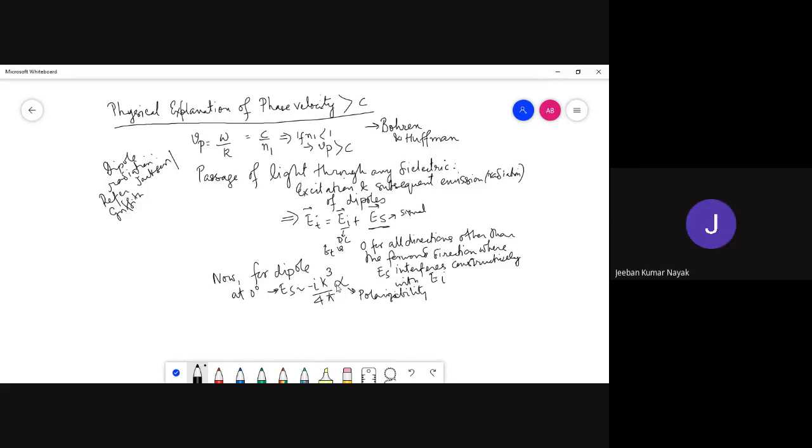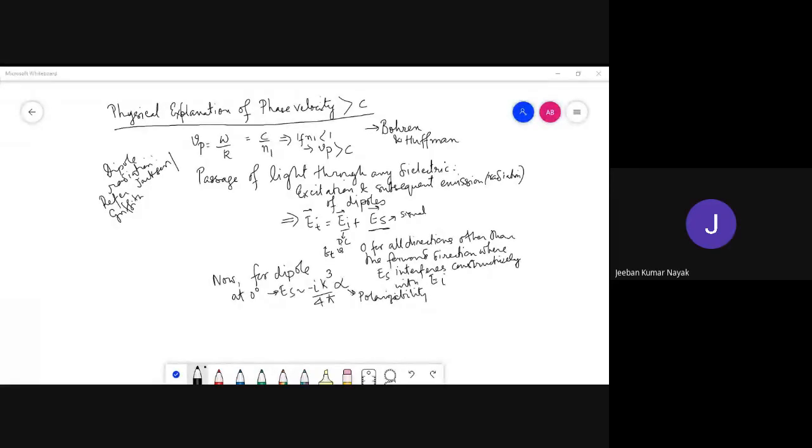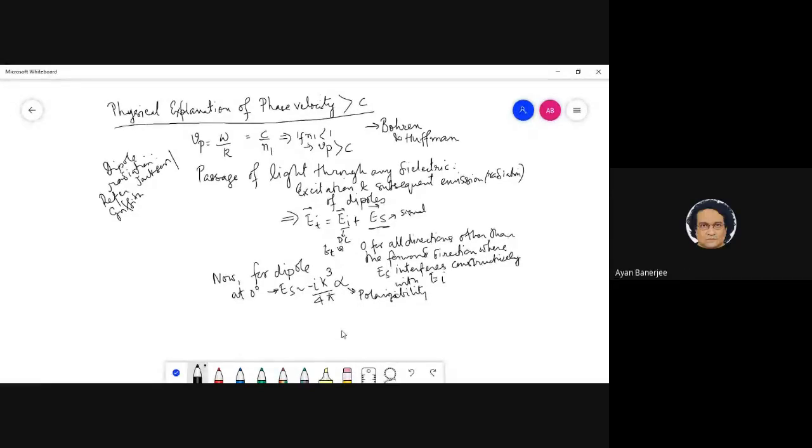But sir, in Bohren and Huffman, the derivation is actually done. Yeah, for a dipole, you'll see that if you expand the Bessel function, the lowest order term will be in x cubed.